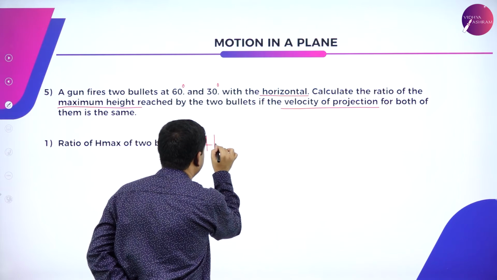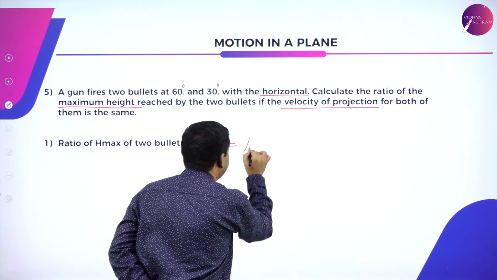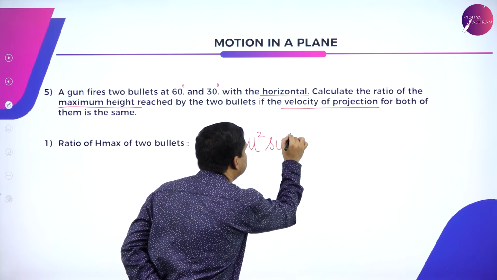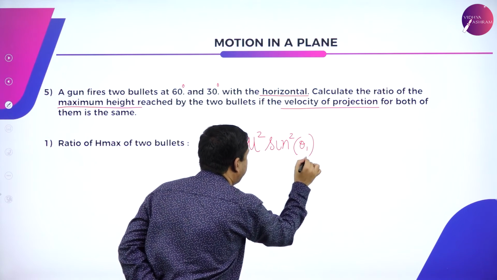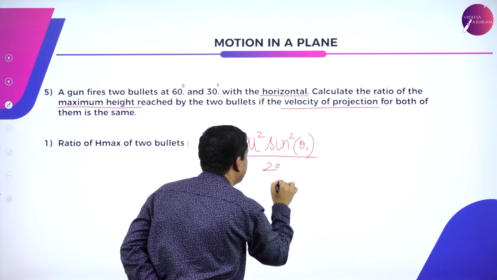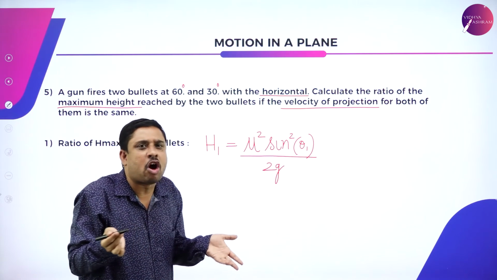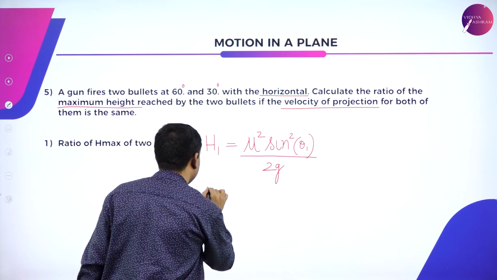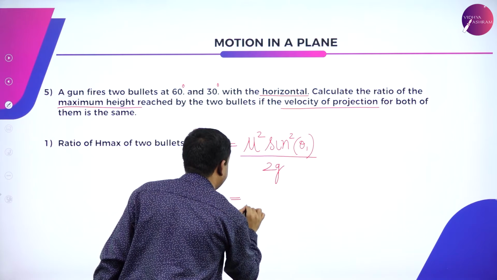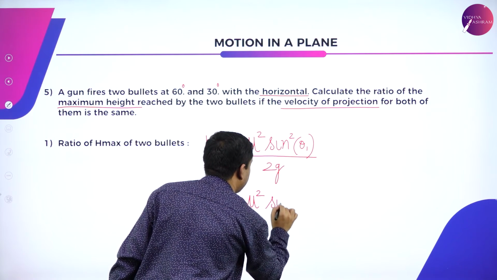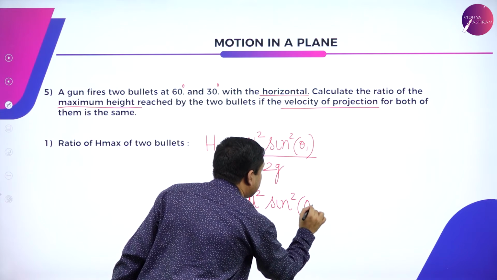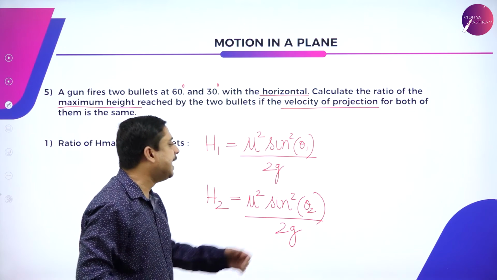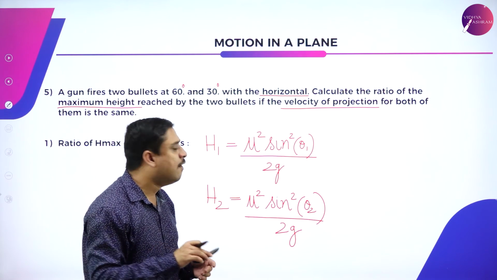Now, first case, H1 is u square sine square theta 1 divided by 2g. Because however velocity of projection will be the same according to the problem. H2 is u square sine square theta 2 divided by 2g. It is only theta 1 and theta 2 which has changed.